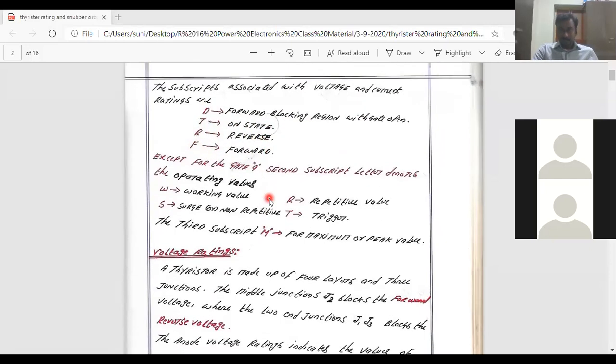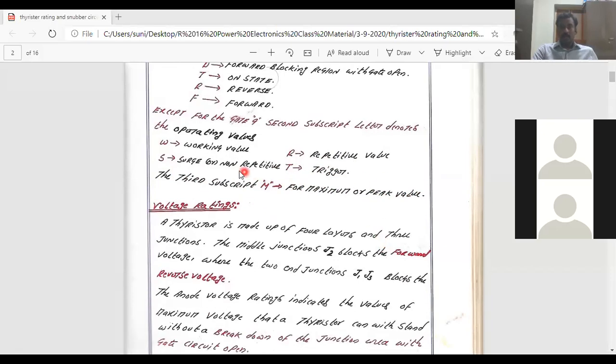Okay, so coming to the second subscript, the second subscript is going to be a working value, maybe a repetitive value, maybe a surge value. So surge values are nothing but the non-repetitive values. And if T is represented in the second subscript, it represents the triggering value. Okay, and the third subscript is always going to be the maximum value defined.